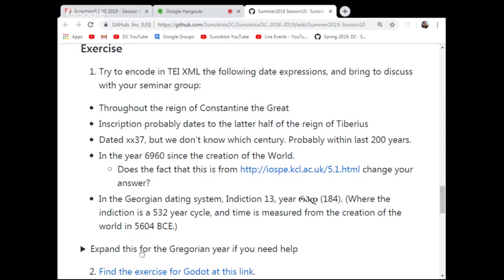Behind this text at the bottom, expand. If you get stuck calculating what the Gregorian date would be, you can click on that and it'll tell you. But I hope most of you will have fun and figure it out yourselves, because I think that's a fun thing. In each of those cases, use an origDate element. Decide whether you want to use when, notBefore, notAfter, from, to attributes, whether or not you need to use custom date attributes, whether or not you need to use precision to specify something, and so forth. And have a go at encoding this.